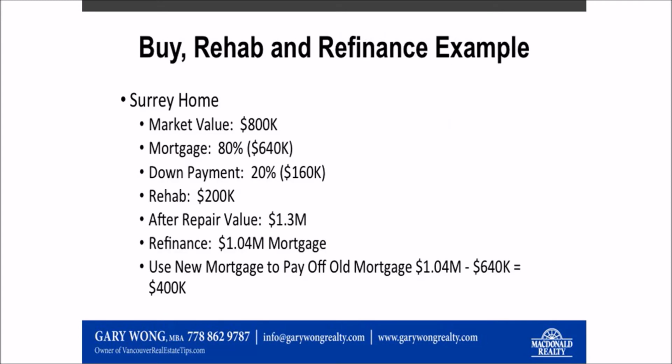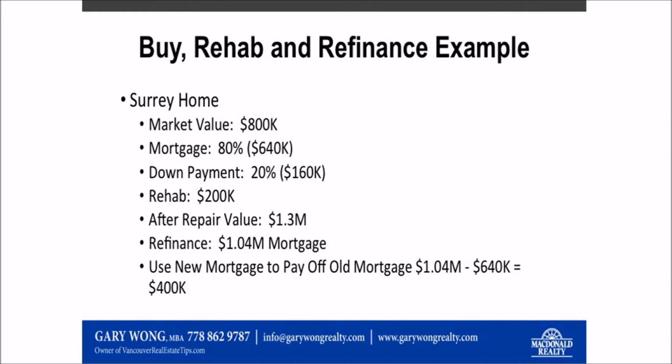Buy, rehab, and refinance example. So let's say a Surrey home, market value is $800,000. It wouldn't be a teardown. It would be pretty decent. Mortgage 80%, so it'd be $640,000. You put a down payment of 20%, $160,000. Your rehab cost would be $200,000.